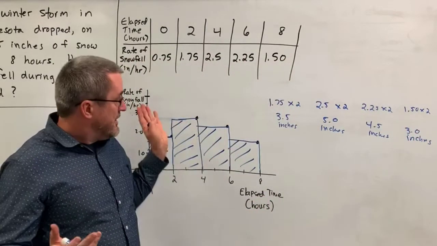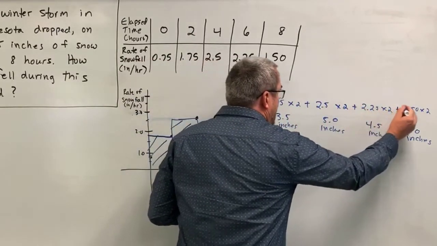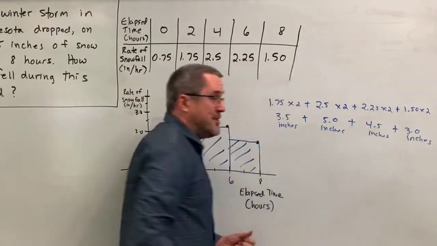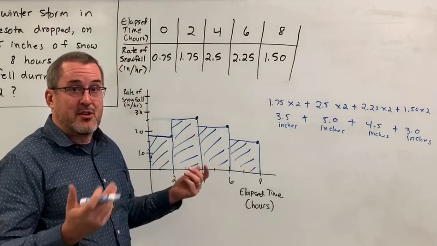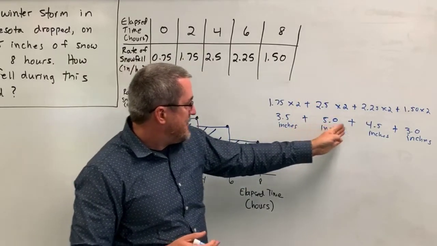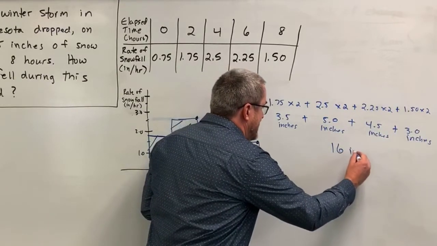In total, if we sum up all of these totals over the individual 2 hour increments of time, we get an estimation for the total snowfall during the total 8 hours. So 3.5 plus 5 is 8.5, plus 4.5 is 13, plus 3, that would be a total of 16 inches of snowfall.